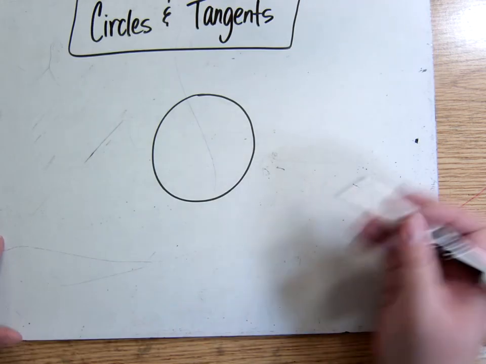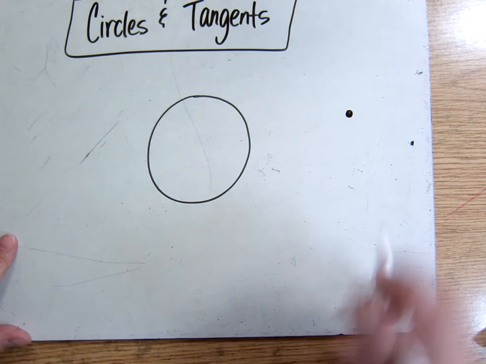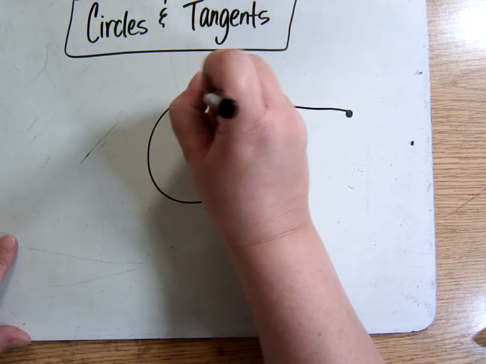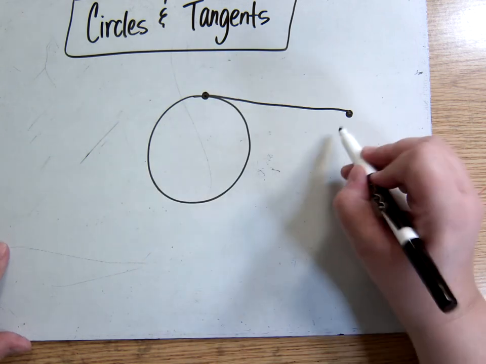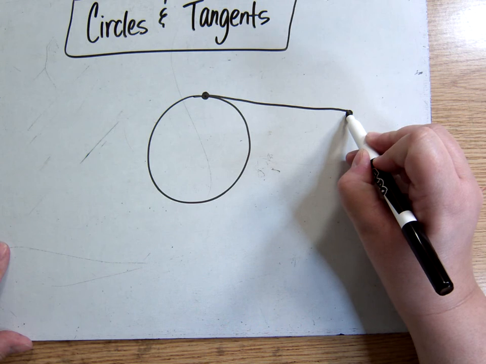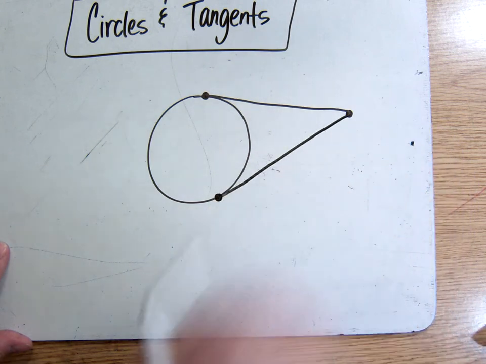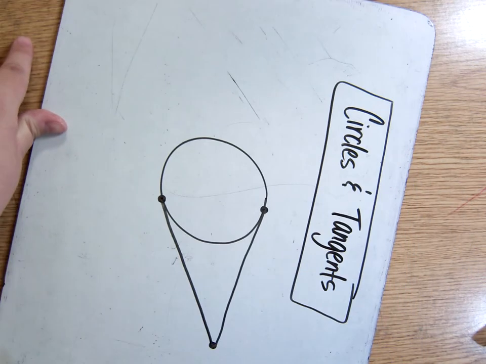It says if you have an external point, or an exterior point, and you draw a tangent segment from that to the circle, in other words, a segment that touches the circle in one place only, and then you draw another tangent, which would mean it'd have to be on the other side of the circle, touches the circle in one place only. You see how that kind of looks like an ice cream cone? There's my ice cream cone.